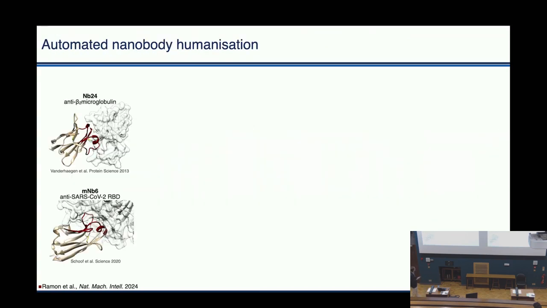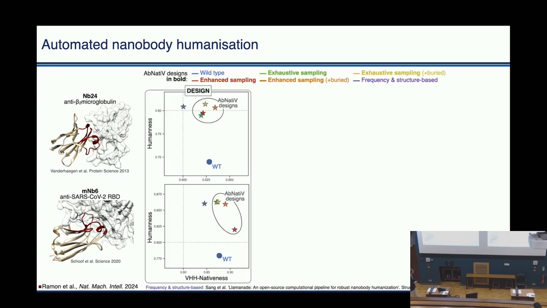And so what can we use this method for? One way is to do nanobody humanization, because nanobodies are becoming increasingly important, and we had the opportunity to do this. On the x-axis is the nanobody nativeness, and on the y-axis is our humanness. These are both predicted by our method. We have various sampling pipelines to suggest mutations automatically, and we make this design. The requirement we had was that the nanobody nativeness was not lost upon humanization.